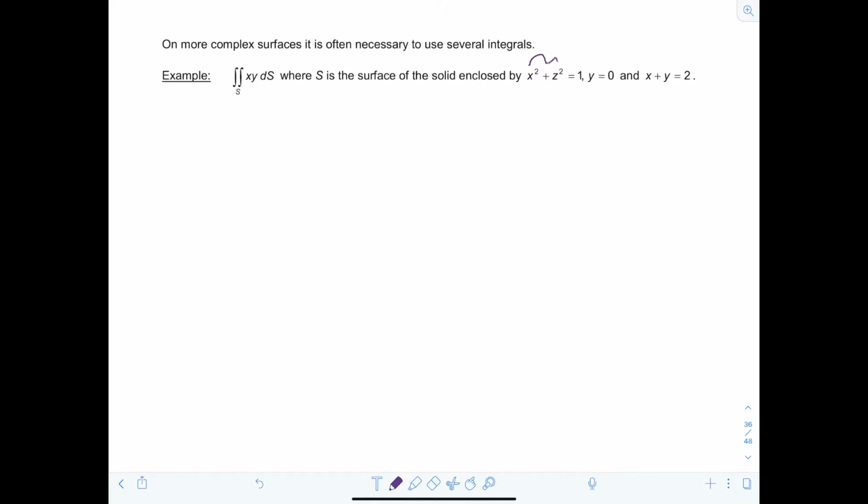Okay, so x squared plus z squared equals 1. That's a cylinder, right? Opening on the y-axis. y equals 0, that's just the xz plane. And then x plus y equals 2, that's another plane that's going to cut our cylinder. So it sounds like we're going to have 3 different surfaces, right, that enclose this solid. Let's sketch it out just to be sure.